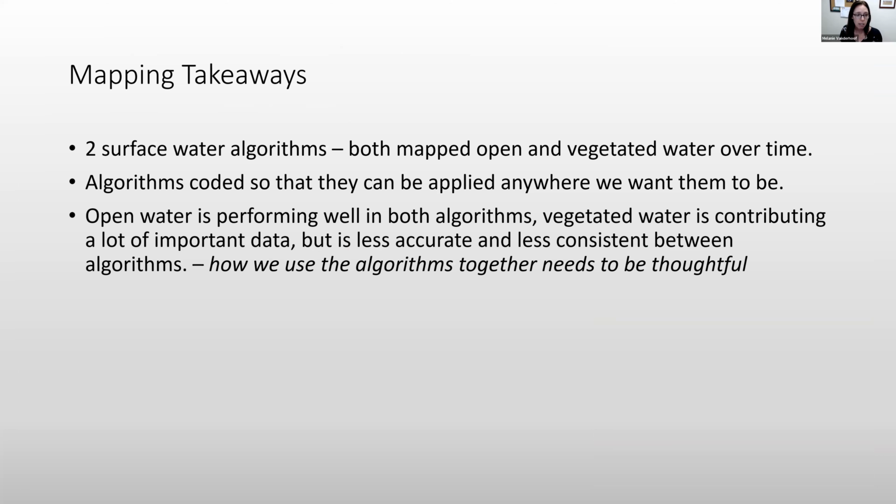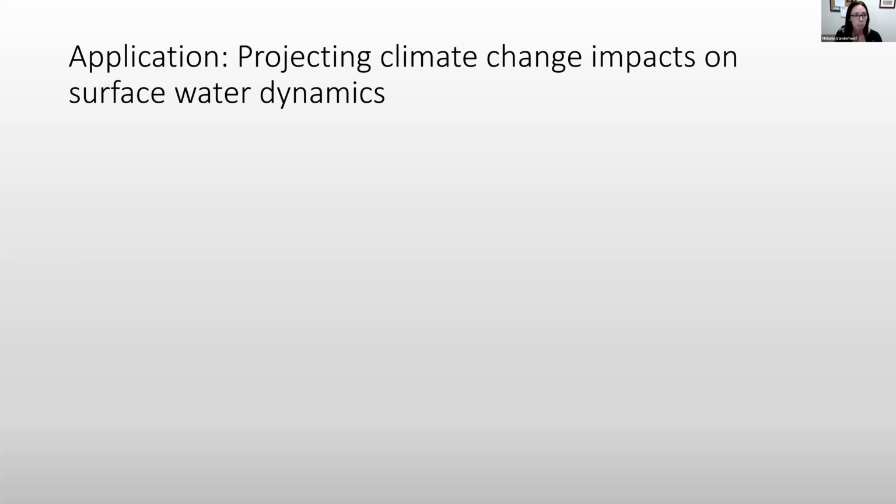So, mapping takeaways: we've got two surface water algorithms. They can both map open and vegetated water over time. The algorithms are coded so that they can be applied anywhere we want them to be. The open water is performing well in both algorithms, and the vegetated water is contributing a lot of important data, but we know that it's less accurate and also less consistent between the algorithms. So our takeaway is that how we use the algorithms together needs to be a little bit thoughtful so that we can keep those potential inconsistencies in mind.